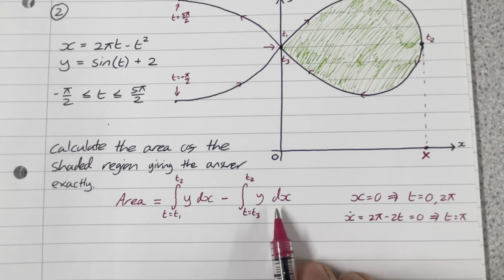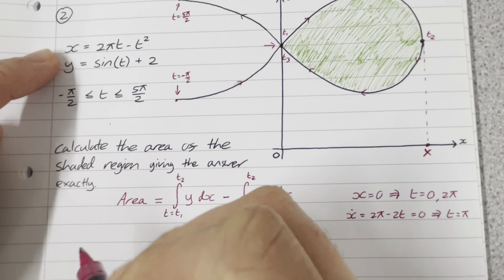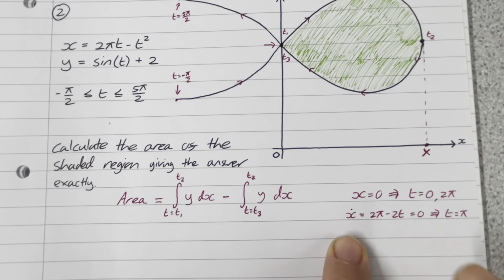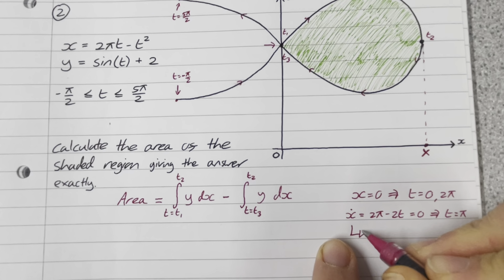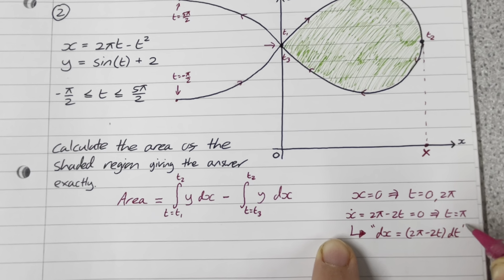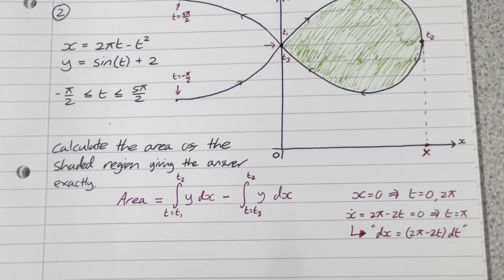The only thing left to do now is to find dx as a function of dt. So back to the definition up here. I'm going to find, oh, actually, I've already done it over here. That is dx by dt. So dx is equal to 2 pi minus 2t dt. So differentiating actually gave us two purposes.